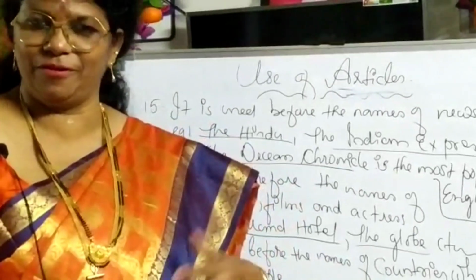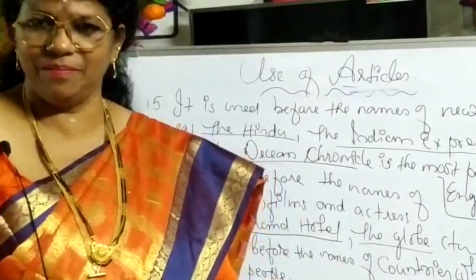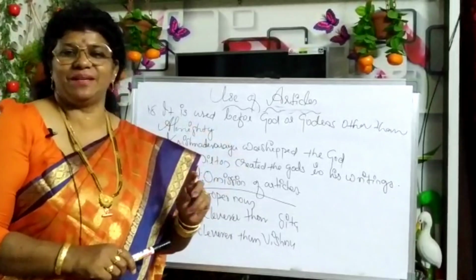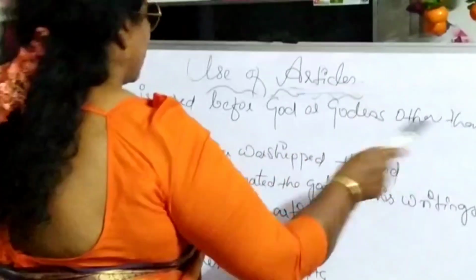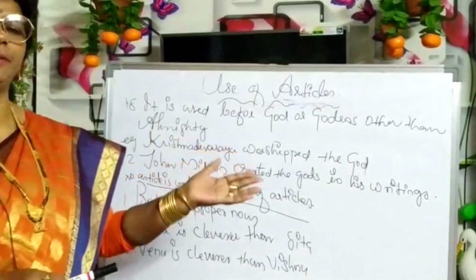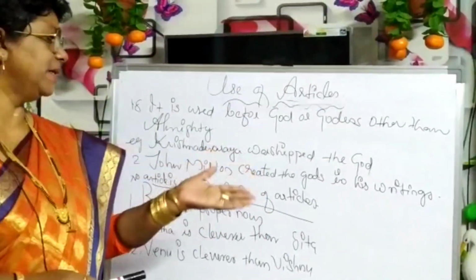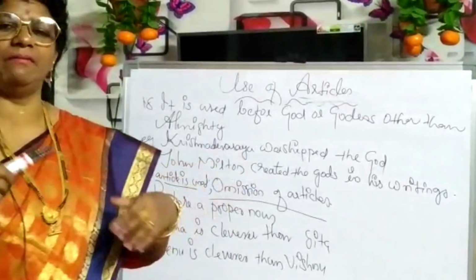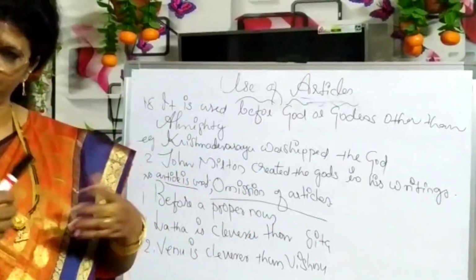Okay, I think all are following me, and I think you are very happy with me. Okay, fine. The last rule, last but not least, it is used before God or goddesses other than Almighty. Example, Krishna Devaraya worshipped the God. John Milton created the gods in his writings. Okay, then where all we can omit the article the, where all we are not supposed to use.